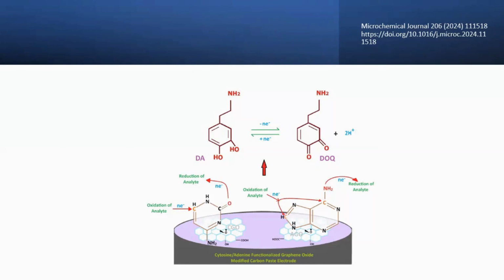Now, to make experiments more useful, we have synthesized the graphene, and we modified the graphene surface with two amino acid amines, cytosine and adenine. Here you can see this is cytosine and adenine, and then we tried to understand how the dopamine electron transfer will occur, and we published this result in the Microchemical Journal.